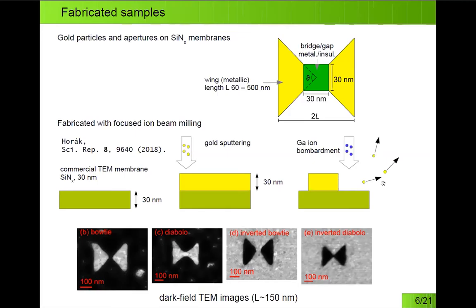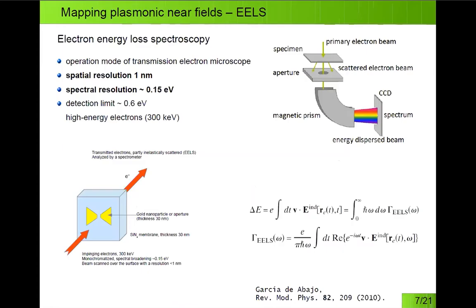And these are dark field EM images of the four fabricated antennas: bowtie, diabolo, inverted bowtie and inverted diabolo. White is gold and black is just the substrate. Now we took the antennas and put them into a scanning transmission electron microscope, and we performed electron energy loss spectroscopy.